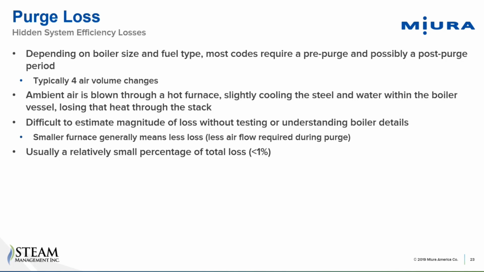You can test the temperature of the exiting gas during a purge cycle, things like that. You can sometimes, if you understand the boiler details a little bit, calculate it. But generally speaking, a smaller furnace is going to have less purge loss because you have less airflow required during a purge, because the code is usually stating 4 volume changes. Sometimes there's a minimum time limit, so maybe that advantage is negated a little bit. This is usually a pretty small percentage of total loss unless you have a very cyclic system. So maybe less than 1%, maybe even much smaller than 1%. But it can add up if you have a cyclical system that keeps shutting off and starting up a boiler.